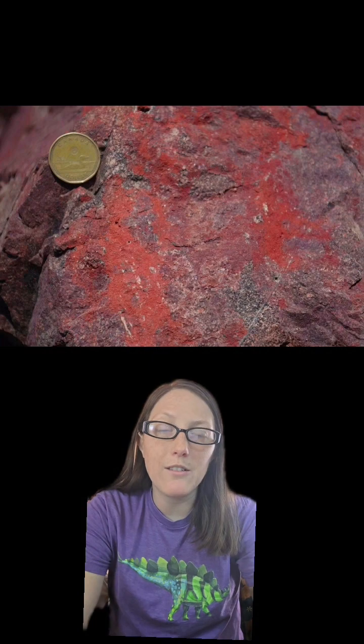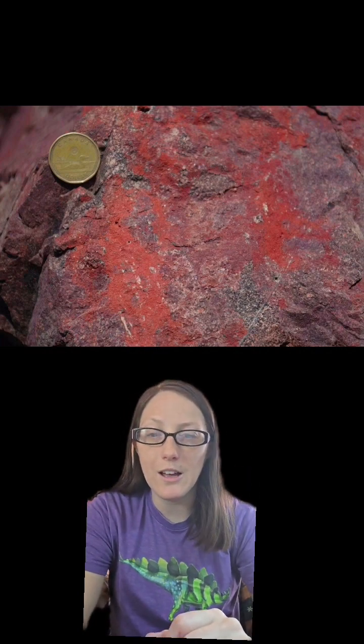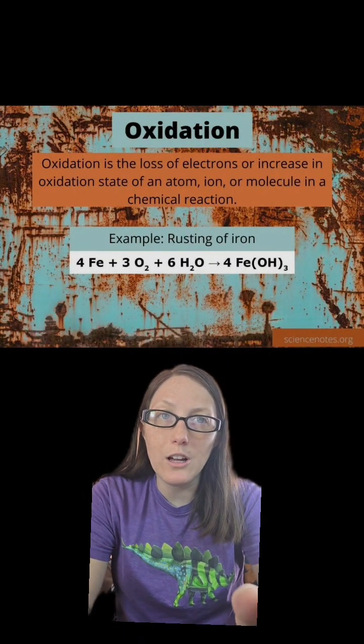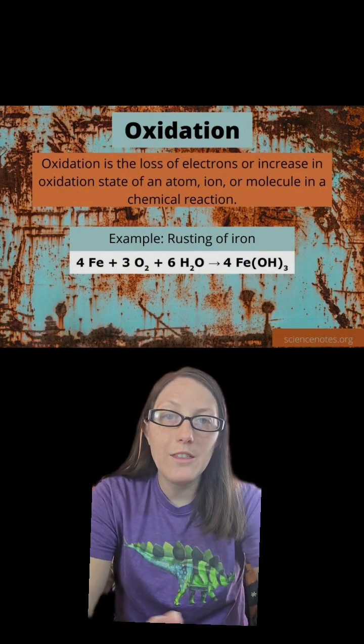Oxidation is the breakdown of iron-bearing minerals. This is where we get rocks that look like they've rusted. Oxidation is when electrons are lost due to reactions with oxygen and water. This creates the beautiful rust reds common in Utah and the American southwestern deserts.